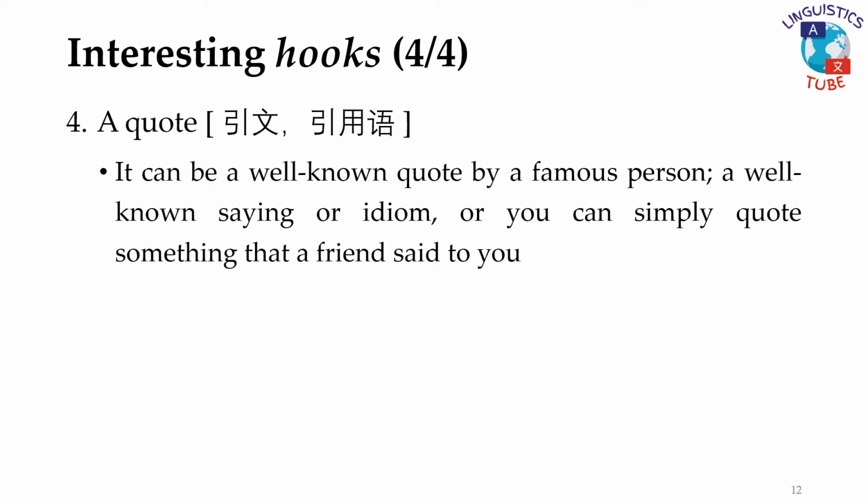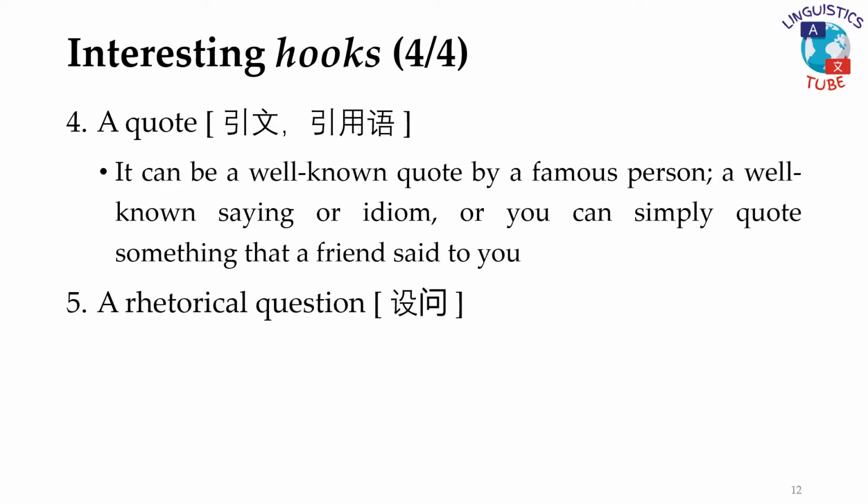The fourth interesting hook is to begin by quoting something. There are several types of quote. It could be a well-known quote, which your reader will almost certainly know. It could be the words of a famous person, whose name we can include with the quote. Or it could just be a famous saying or idiom, which cannot be attributed to a specific person. Another way to quote is to report something that a friend said to you. It could be important advice or a warning, and this person's words will directly lead to the topic of the essay.